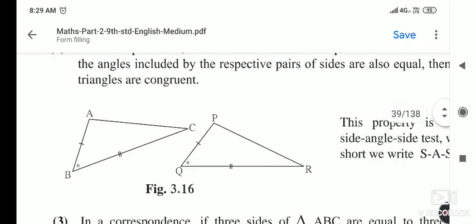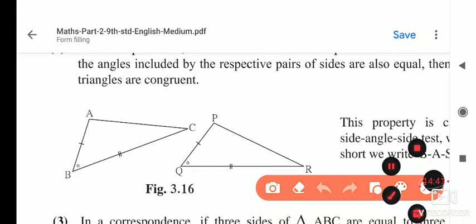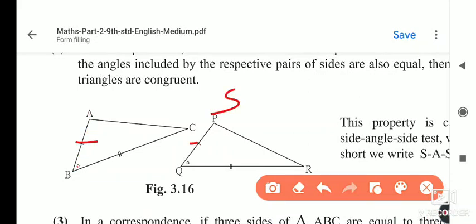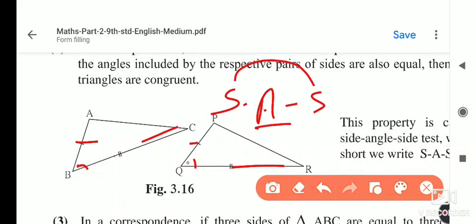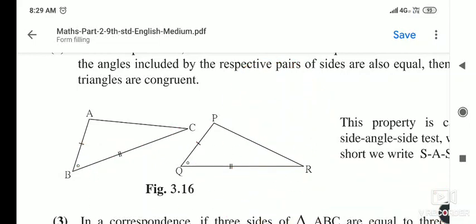Next, the second test. If you see the figure, you will notice that they are congruent to each other by SAS test of congruency. Two sides of the first triangle are equal to two sides of another triangle, and the angle included by these two corresponding sides is congruent to the angle included by the corresponding sides of the other triangle. Then these two triangles are congruent to each other by SAS test of congruency.